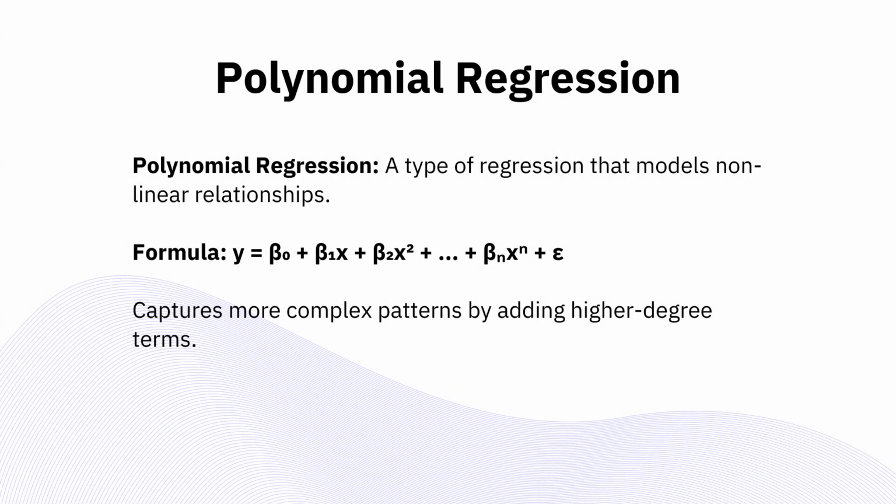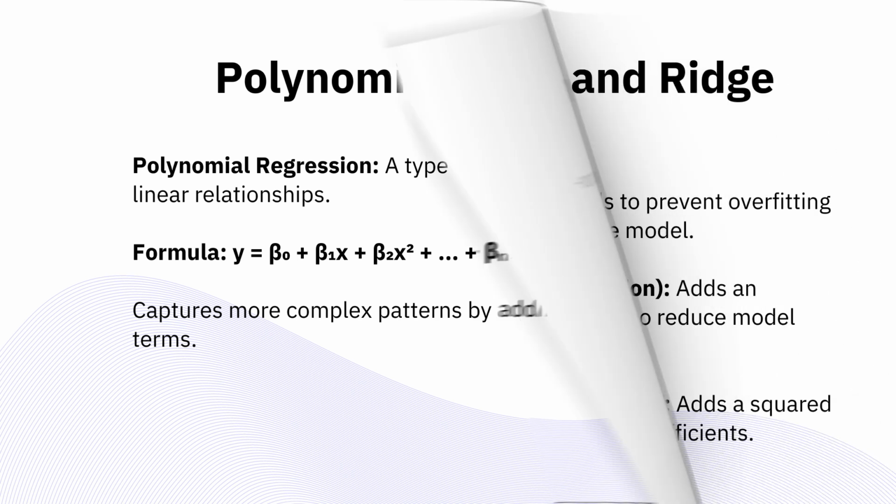When the relationship between the dependent and independent variables is not linear, polynomial regression can be used. By adding higher degree terms to the model, we can capture more complex patterns in the data. The formula extends the linear regression equation by including terms like x squared, x cubed, and so on.